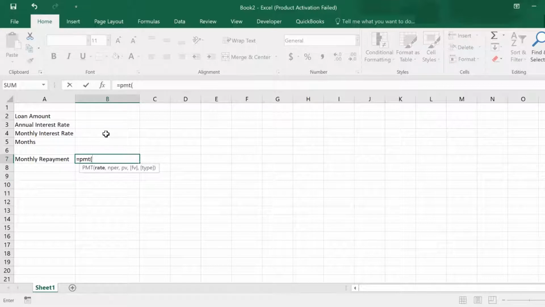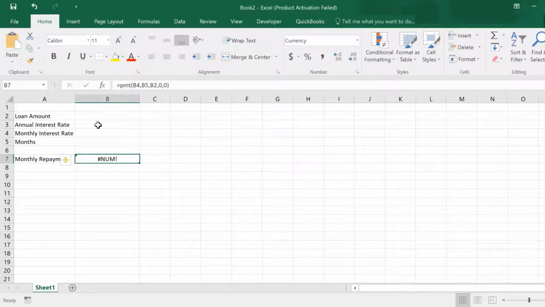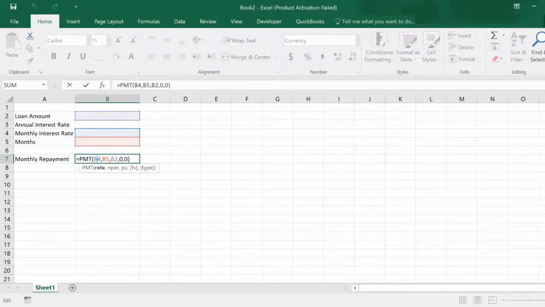First, you take your rate, this, and then the number of periods, which are the months, then our loan amount, which will be this. The rest we add 0 because we don't have a future value, and the type also 0. And then another important thing which you can add before this formula, just put a negative, because if you don't put this negative, your answer here will be negative.